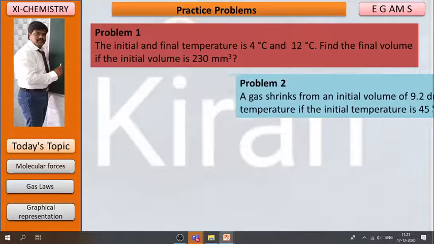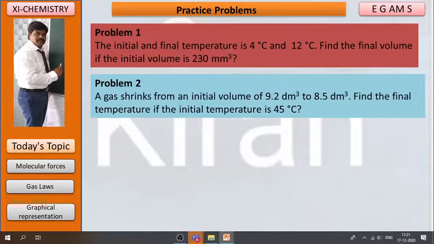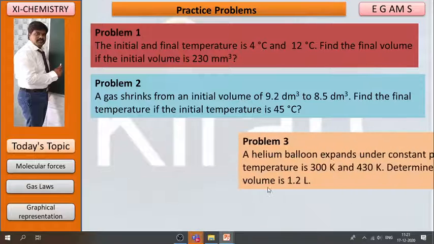Problem 2. A gas shrinks from an initial volume of 9.2 dm cube to 8.5 dm cube. This is also volume. Find the final temperature if the initial temperature is 45 degrees centigrade. So volumes they have given. You have to find out. These are the 2 volumes and 1 temperature. Find out the other temperature.